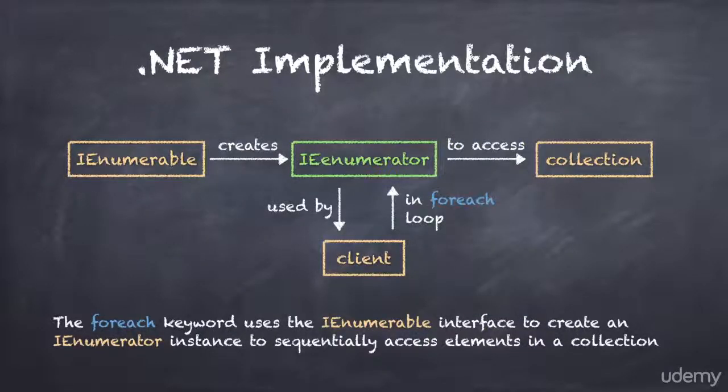When you use the foreach keyword in C#, the process that I just described is exactly what happens behind the scenes. The C# compiler does all the heavy lifting for you by creating a new enumerator instance and setting up a loop to sequentially call the MoveNext method and read the Current field to access all elements in the collection.